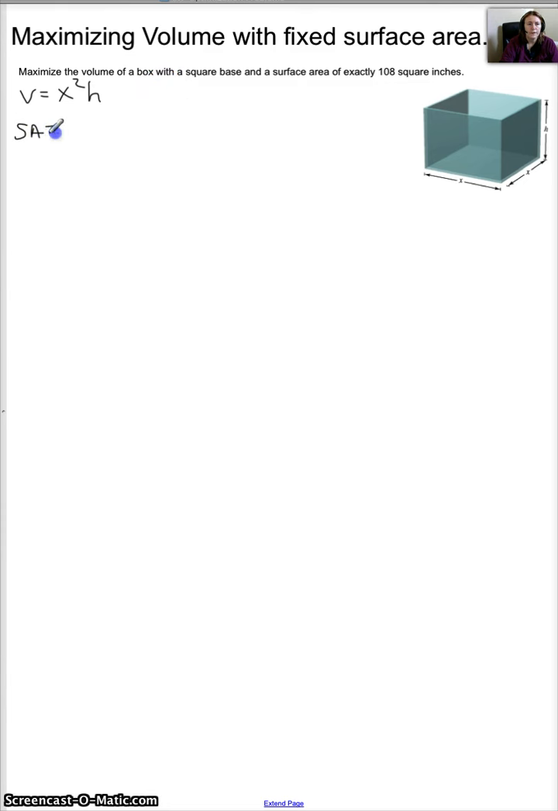Now, what is the surface area? The surface area is the area of the base. This does have a base. It does not have a top. So that's x squared plus the area of the 4 sides. Each of the 4 sides is going to be 4 times xh. And I want this to be exactly 108 inches. Well, I've got my primary equation. I have my secondary equation. So I'm going to solve my secondary equation for h, because I want to take my derivative with respect to x.